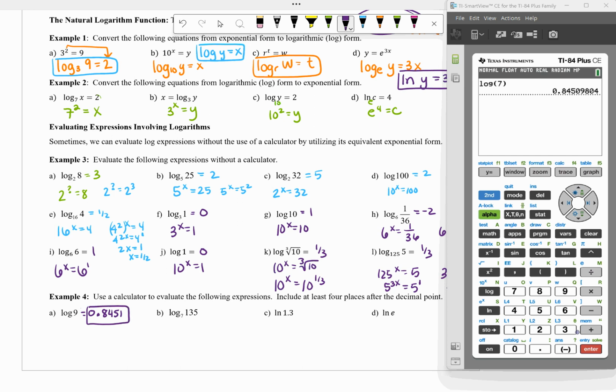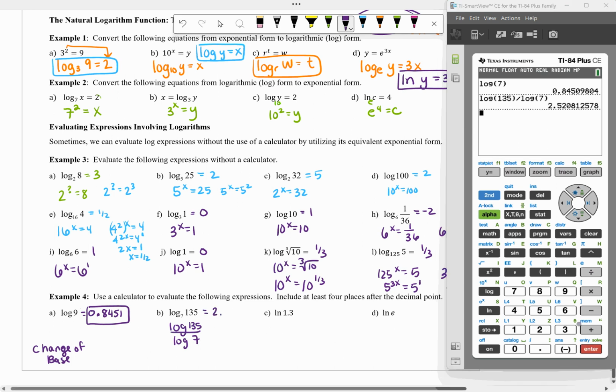And then over here, this is not a base of 10, so we can solve this by doing two different things. We can use the change of base formula. If I have the log base 7 of 135, if you remember from last year, the change of base formula means we would do the log of 135 over the log of 7. This uses base 10 so that we can solve this. So this would be the log of 135, close parentheses, divided by the log of 7. Always make sure to close those parentheses, otherwise you get a different value. So that equals 2.5208.